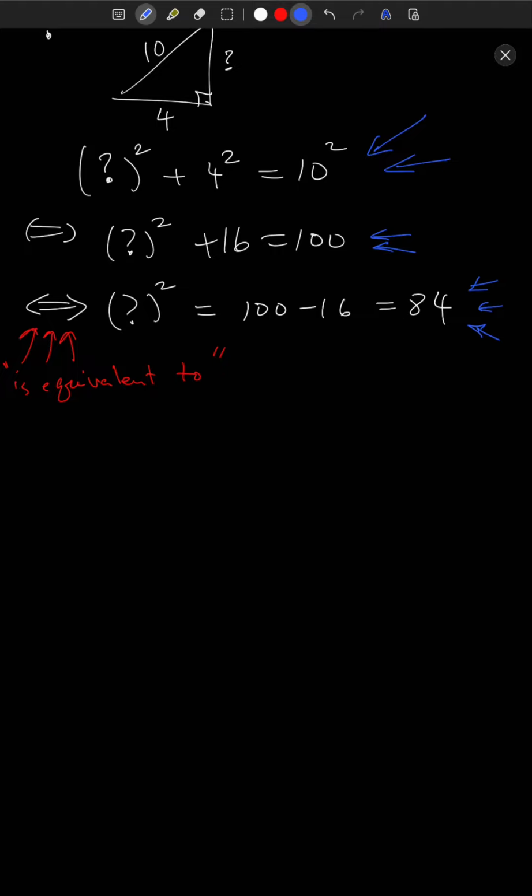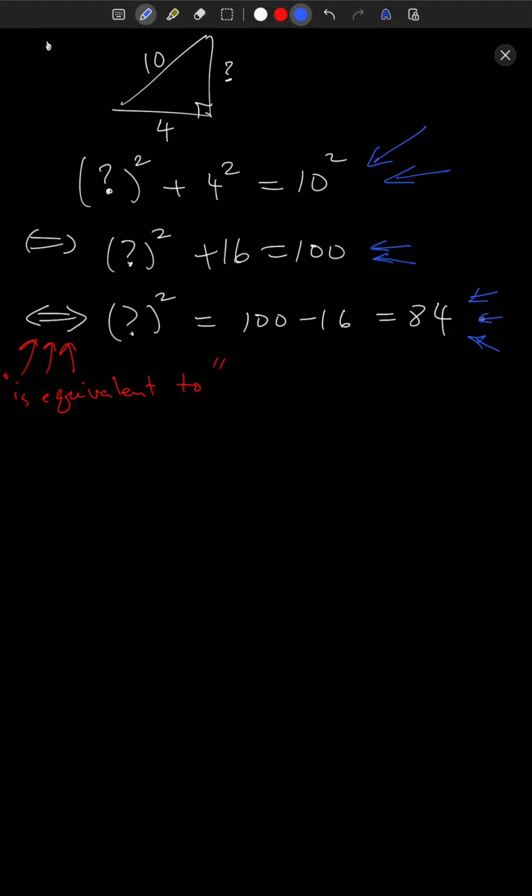You can see our third equation here is easier than the first one, in that we actually almost have the answer. Question mark squared is equal to 84. So in fact, let me do the next step. This tells me question mark is equal to, and here's the thing that I want to emphasize in this class because people always forget this: whenever you take the square root of both sides of an equation, you have to pop out a plus or minus.